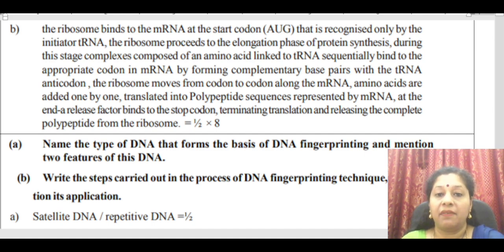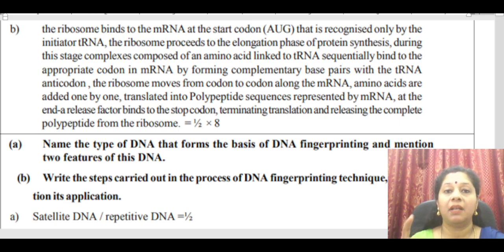During the elongation phase of protein synthesis, complexes composed of amino acid linked to tRNA sequentially bind to the appropriate codon in mRNA. Based on the codons on the mRNA, more cognate tRNAs will come with the corresponding amino acid, and will attach the amino acid to the previous one using a peptide bond, forming complementary base pairs with the tRNA anticodon. The ribosome moves from codon to codon along the mRNA, and amino acids are added one by one, translated into the polypeptide sequence represented by the mRNA.